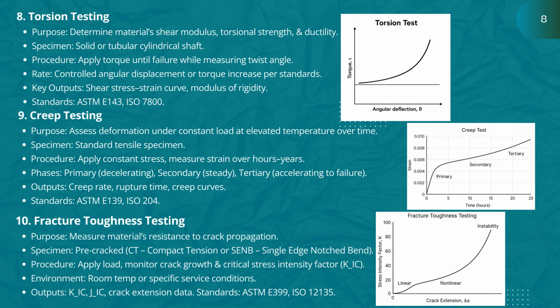Fracture toughness testing. Here, we want to know how resistant a material is to crack growth. The specimen already has a pre-made crack, like a CT or SENB sample, and we apply load while monitoring the crack's extension. The curve shows stress intensity versus crack extension. First, linear, then non-linear, and finally, instability where the crack rapidly propagates. This gives us values like KIC, which are vital for safety-critical designs.